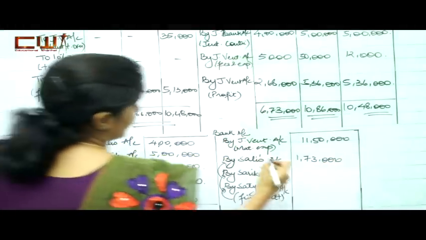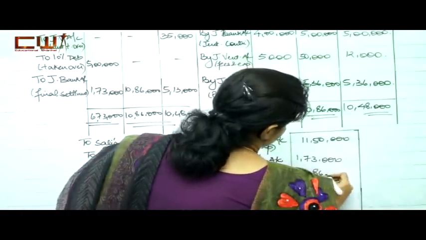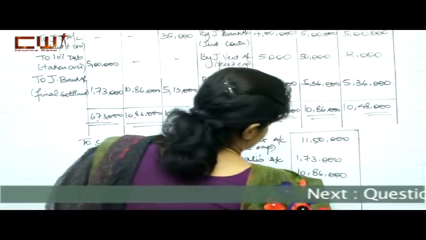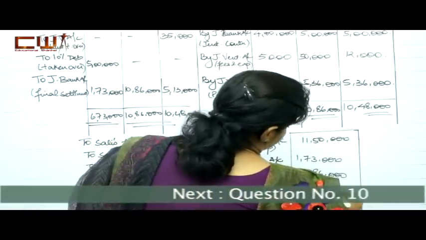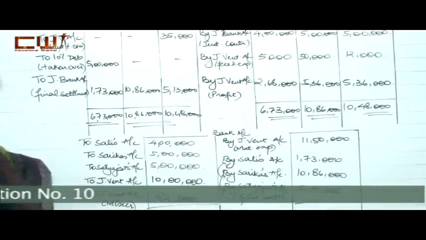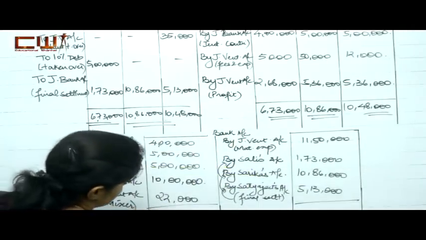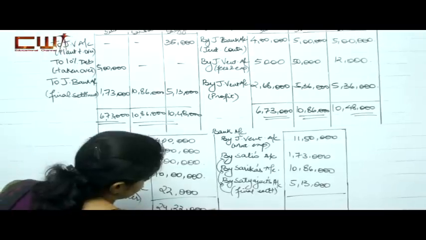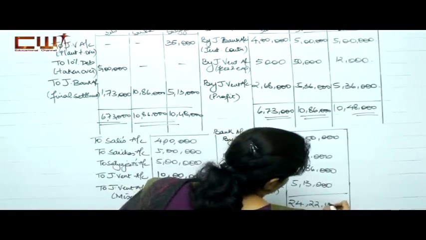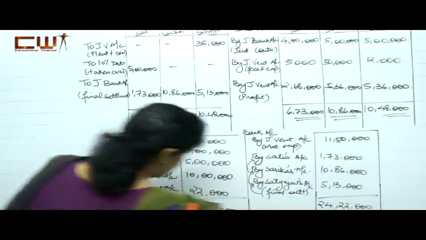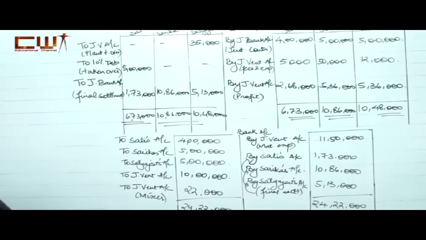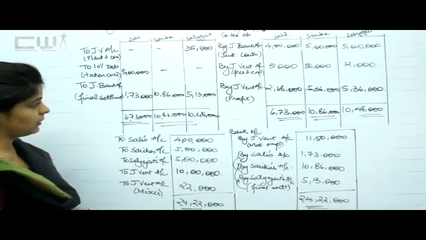Then 10,86,000. Then 5,13,000. Right? What is the total? 24,22,000 for both the sides. Both the sides should tally. 24,22,000. Close the accounts. Right? So this was the fourth numerical of the chapter. Now we move on to the next numerical.